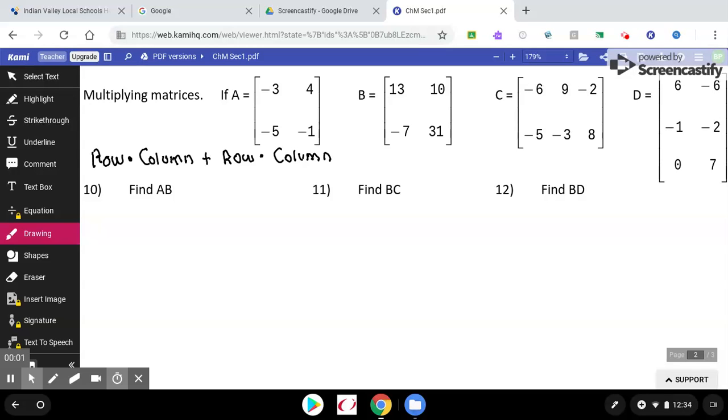Hey, this is Matrix Chapter Section 1, Part 3 video. It's going to show you how to multiply matrices, and this is definitely the one you're going to want to check out. So I already went and wrote down what it is you kind of have to do.